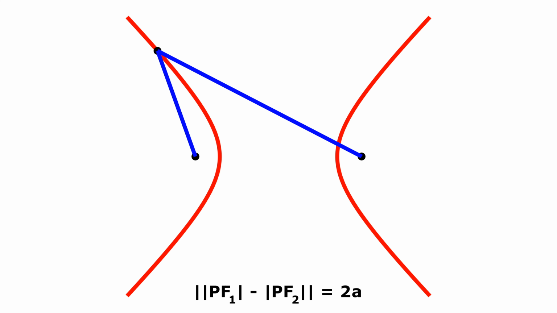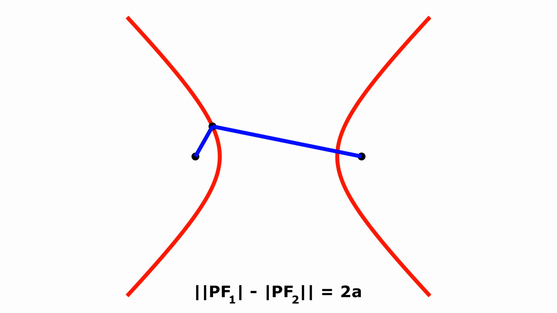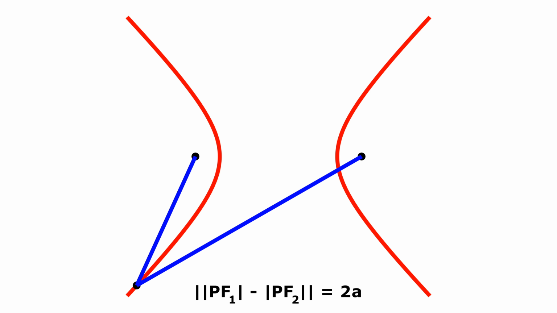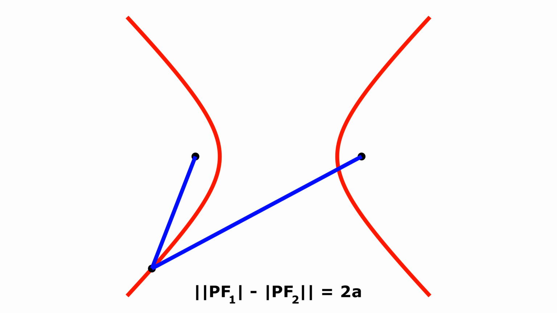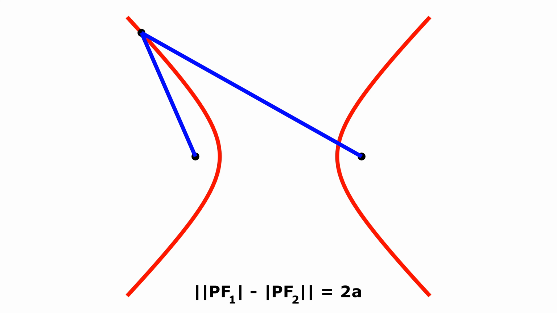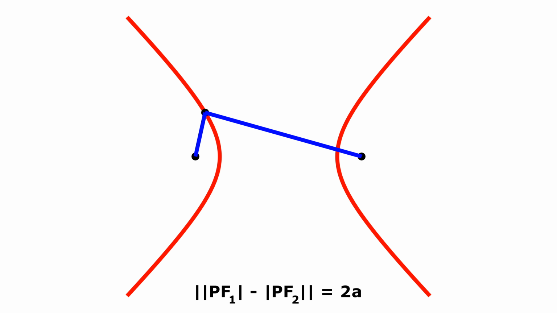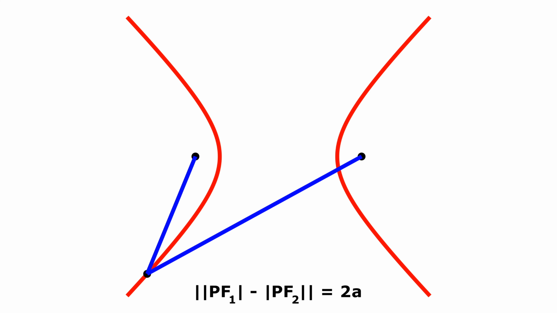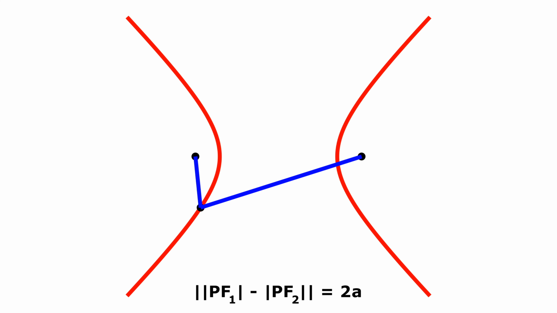This diagram illustrates the definition of a hyperbola. Specifically, a hyperbola is the set of all points in a plane such that, for any point P in the set, the absolute value of the difference of the distances to two fixed points, known as the foci, is constant. This constant difference is equal to 2a, the length of the transverse axis of the hyperbola. So no matter where we choose a point on the hyperbola, the absolute value of the difference of the distances to the two foci remains constant.